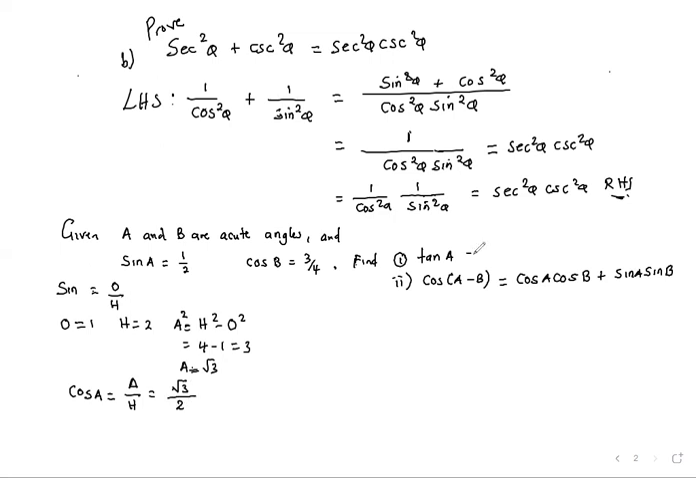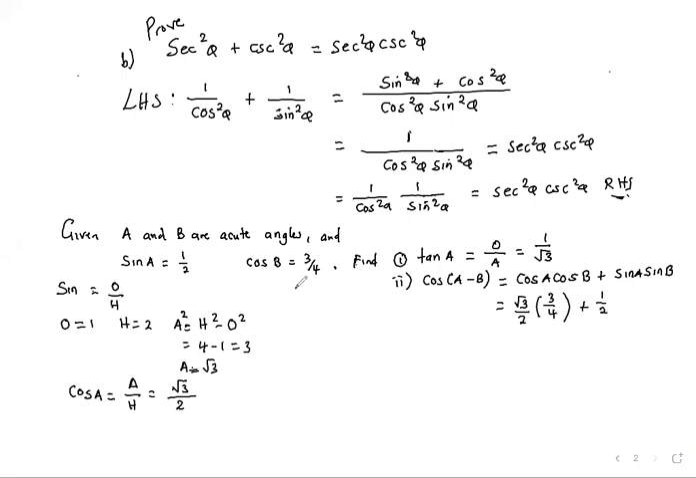If I want tan A, like the question is asking, tan A is opposite over adjacent. So opposite is 1, adjacent is √3. Then cos A is √3 over 2. Cos B is given 3/4, plus sin A is given half. So what is sin B?